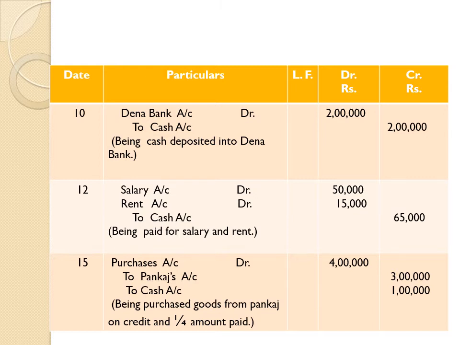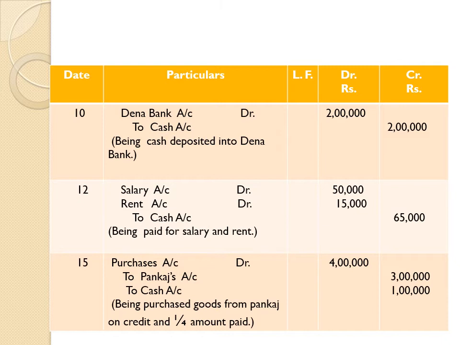Now we have purchased goods from Pankaj of rupees 4 lakh on 15th April. One fourth of this amount paid by cash and three-fourths on credit. So we purchased goods. Purchase account debit 4 lakh, of which one fourth paid immediately by cash, that is to cash account 1 lakh, and the remaining part is 3 lakh.